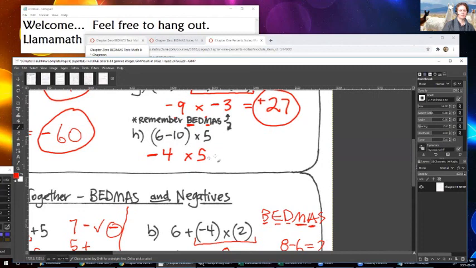So -4 times 5. Okay, so this is an easy one now. Negative times a positive gives me a negative. 1 negative means it's odd, so the answer will be negative. And then I can just do the math. 4 times 5 is 20. And voila, I think we're done.